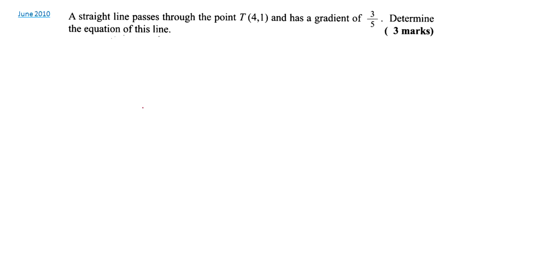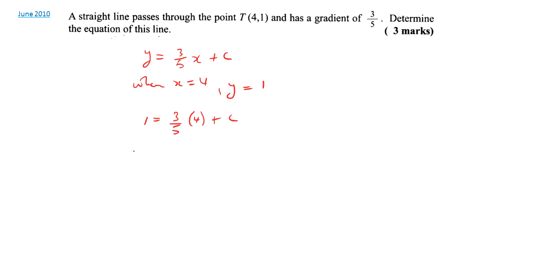Alright, we have an easy one here. This is June 2010. So you have a straight line passing through the point 4, 1, and they give us a gradient. So the equation will be y equal mx plus c. m is 3/5, they gave us that. 3/5 x plus c. And it passes through the point 4, 1. So when x equals 4, y equals 1. So therefore 1 is equal to 3/5 x, which is 4, plus c.